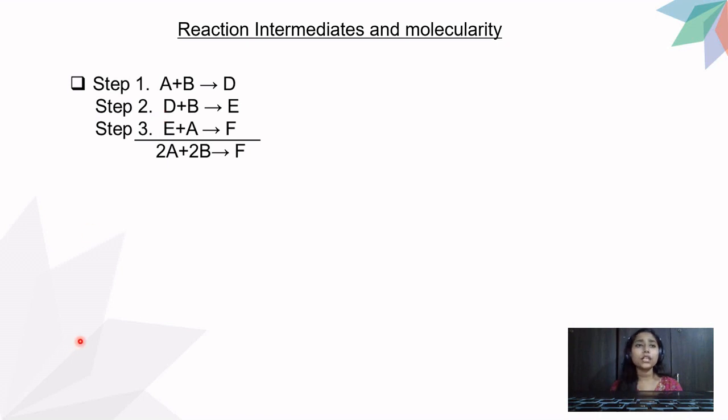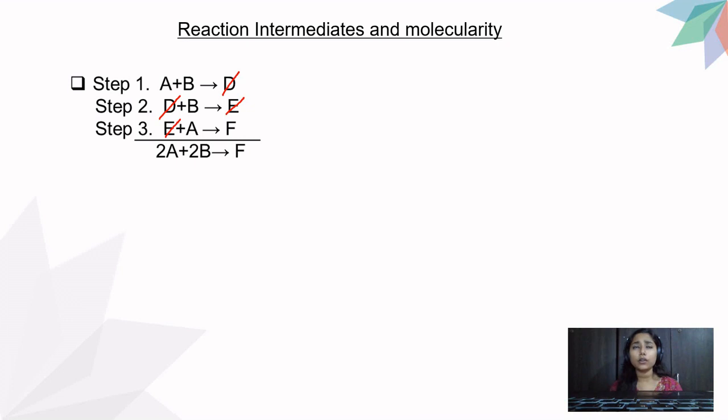Okay, so here you can see that the component D is being formed in the first step and it is being consumed in the second step. Similarly, E is being formed in the first step and E is consumed in the third step. Now, I can strike this out. I can cancel this D as well as I can cancel this E. You just have to remember that this cancellation or this striking out is just to write the overall reaction.